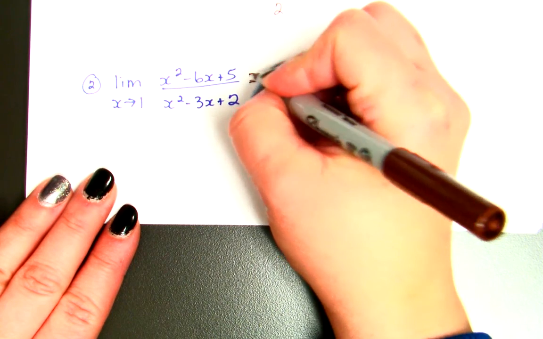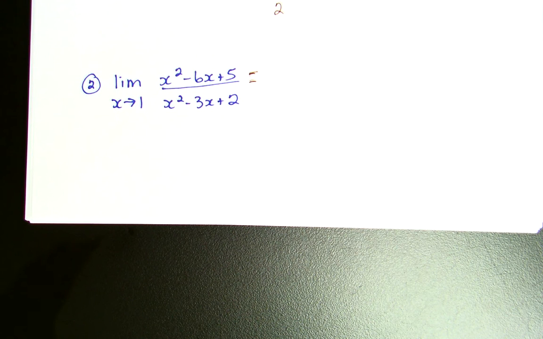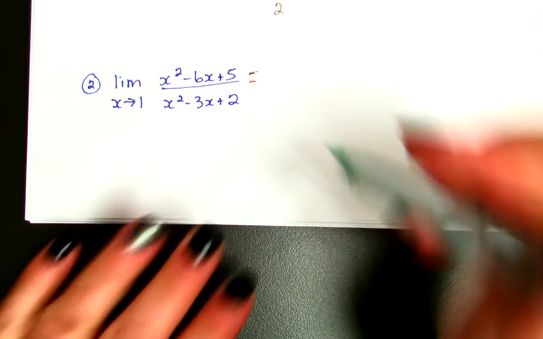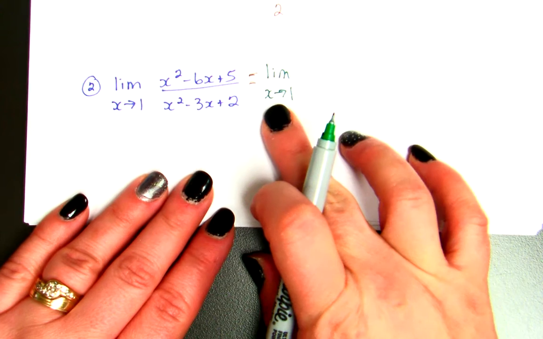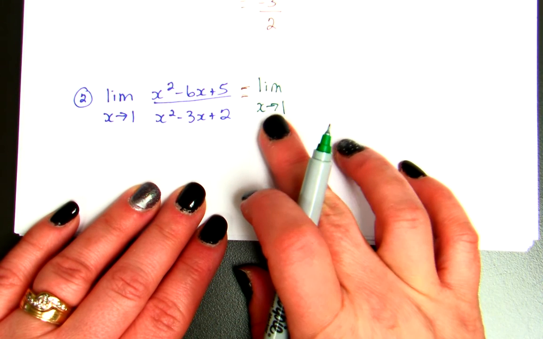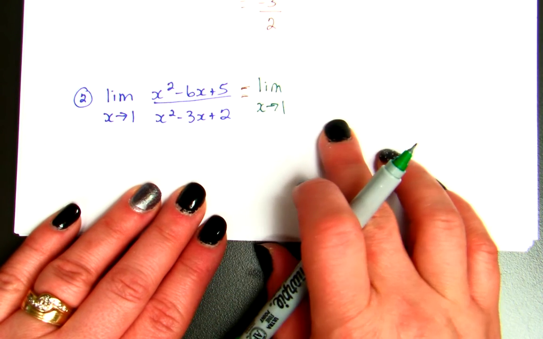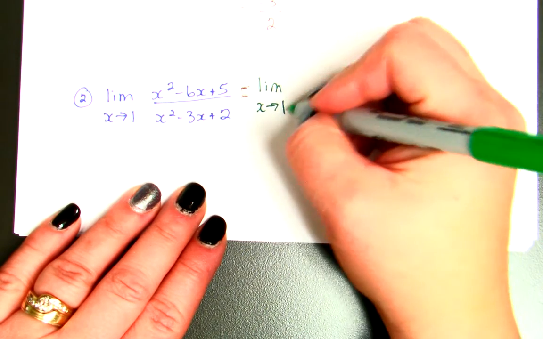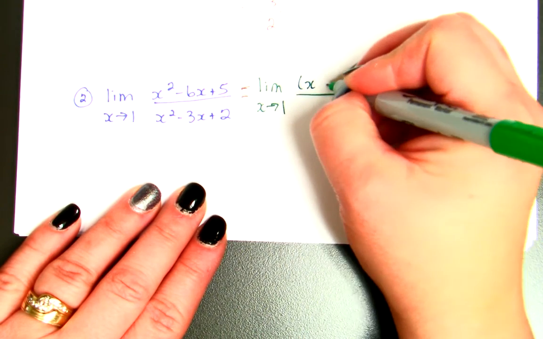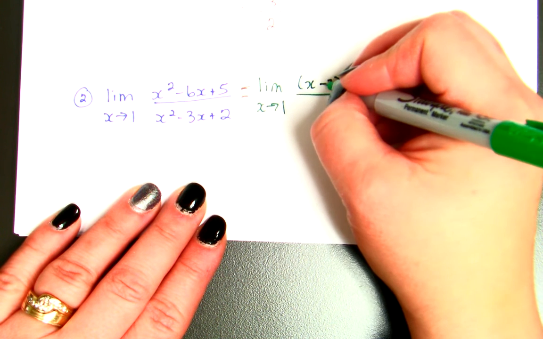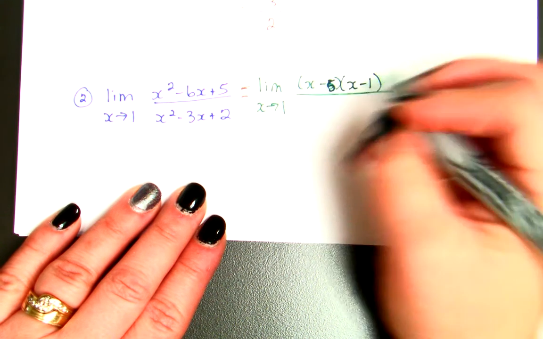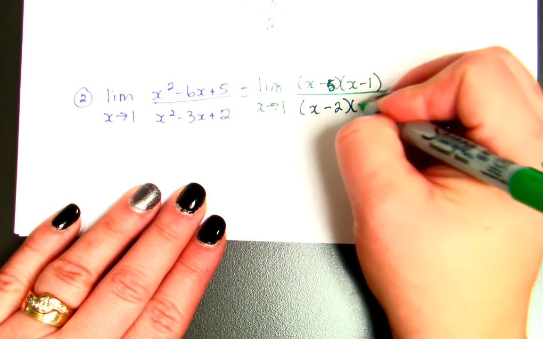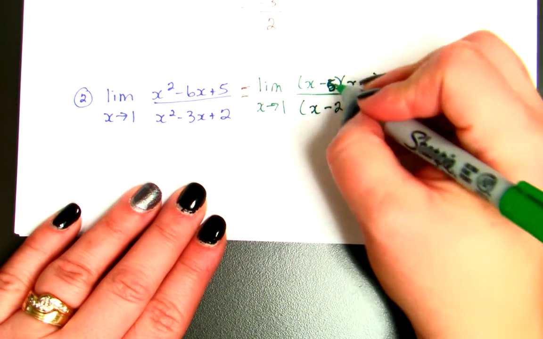So I hope you recognize these as trinomials, and we're going to proceed just by factoring them. The nice thing is that they are normal trinomials, so I can go bracket, bracket, bracket, bracket. When you're calculating a limit, it is really important that you carry the limit notation until you get to a point where you can sub the number in. So this is the limit as x approaches 1 of x minus 5, x minus 1, over x minus 2, x minus 1. Just be careful with the signs.